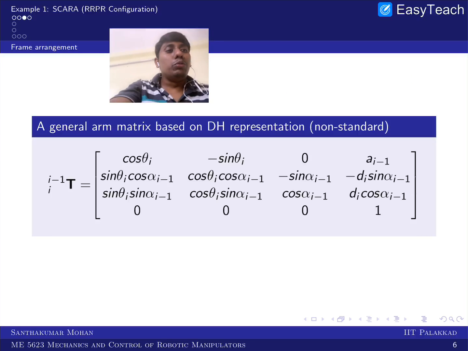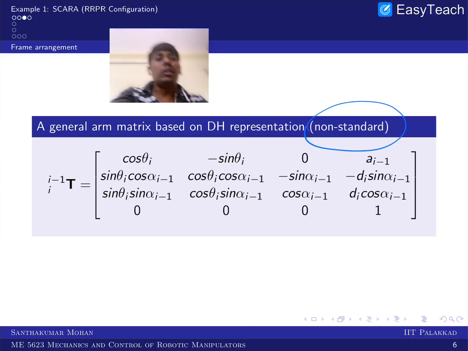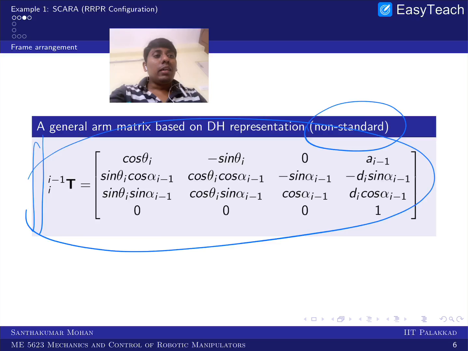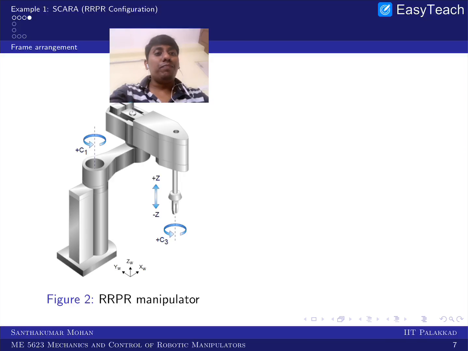So we would be using the non-standard Denavit-Hartenberg representation, where you can see the general arm matrix, or transformation matrix, for frame i to frame i minus 1. This is the relation. So now we will go to the real system.